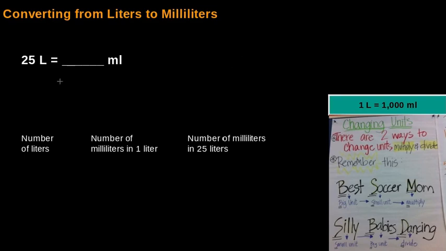Welcome back. The relationship between liters and milliliters: 1 liter equals 1,000 milliliters. Liter is the big unit, milliliter is the small unit. We are moving from big to small. If you're moving from big to small, we multiply. Best soccer mom. So 25 times 1,000 will give us the number of milliliters in 25 liters. And that's 25,000 milliliters. That's simple, right?